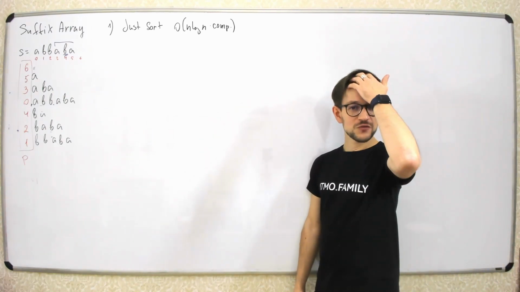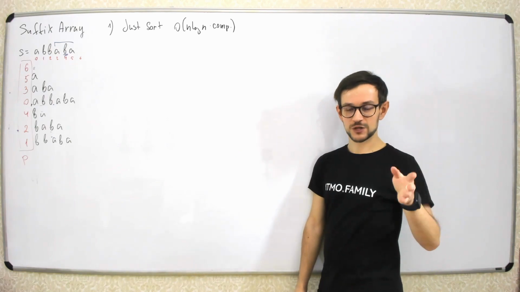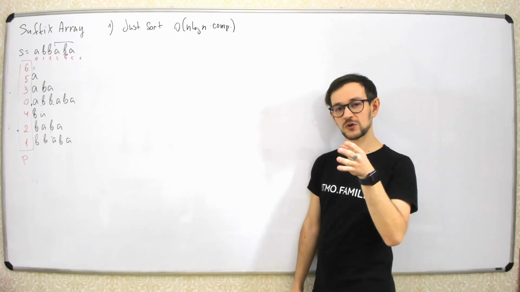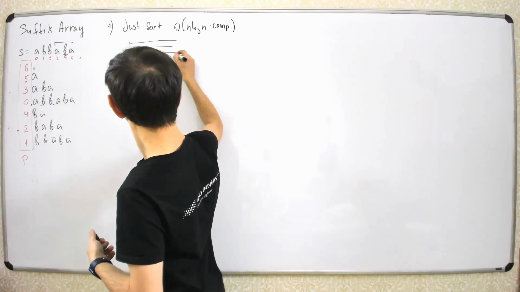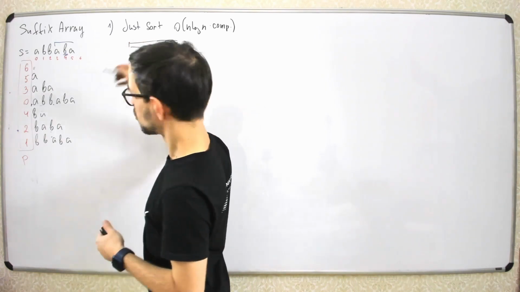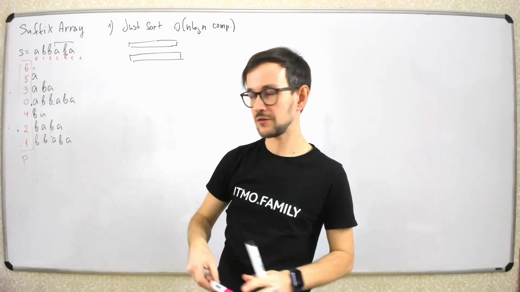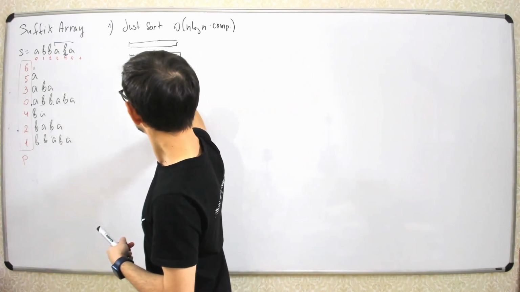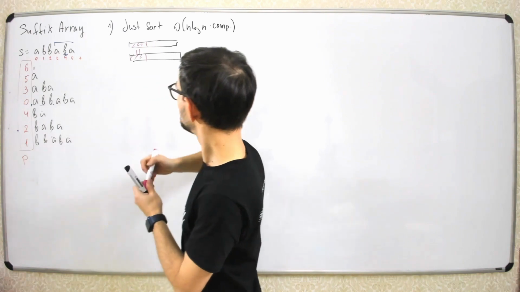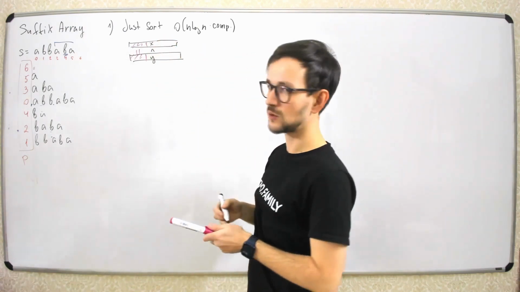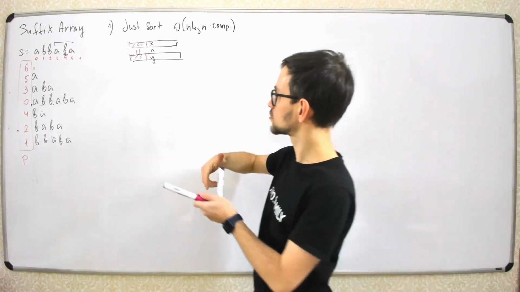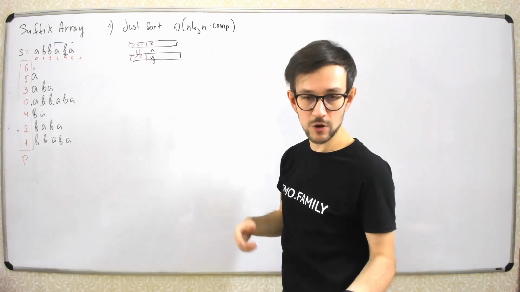First of all, how do you compare two strings? You have two strings. You go from left to right and find the first character which is different. So these characters are the same, and this character is different. Here you have x, here you have y. You check that x is less than y, and so the whole string is less than the other string. That's how you compare two strings.